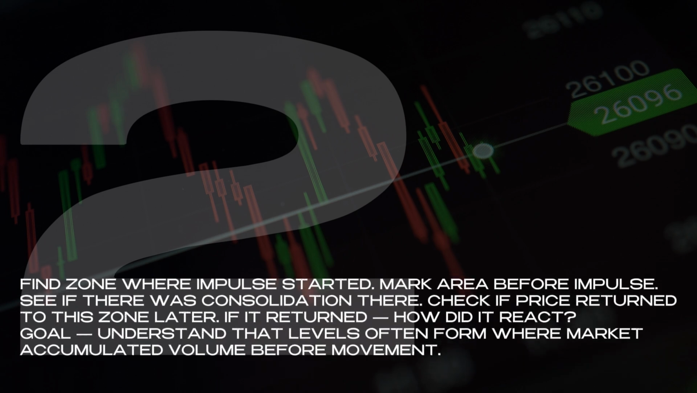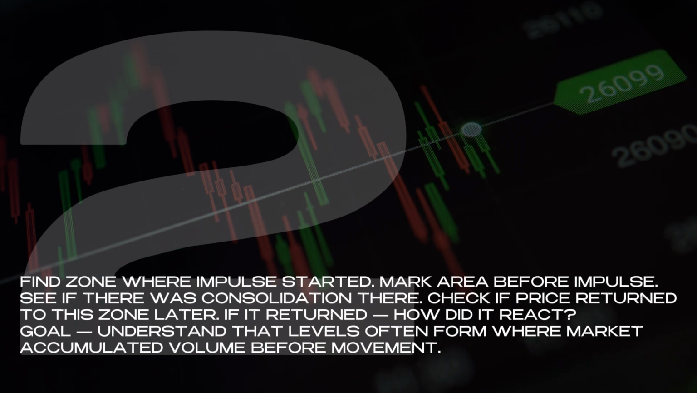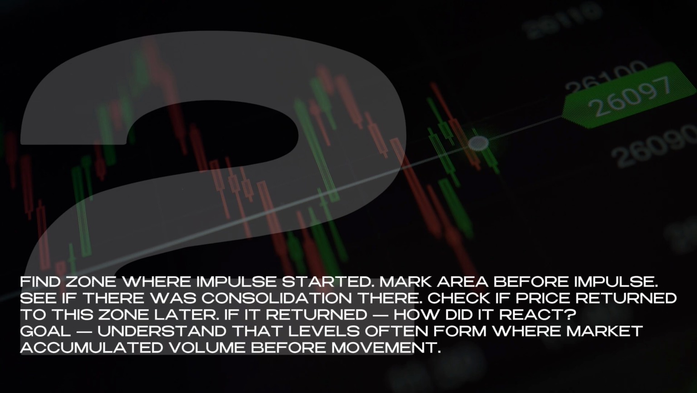Assignment 2. Find the zone where the impulse started. Mark the area before the impulse. See if there was consolidation there. Check if price returned to this zone later. If it returned, how did it react? Goal. Understand that levels often form where the market accumulated volume before movement.